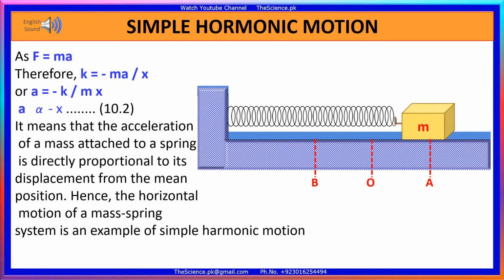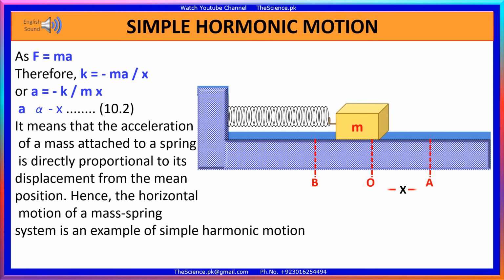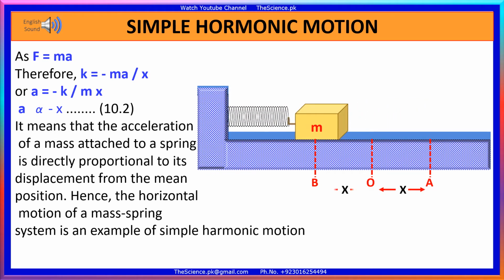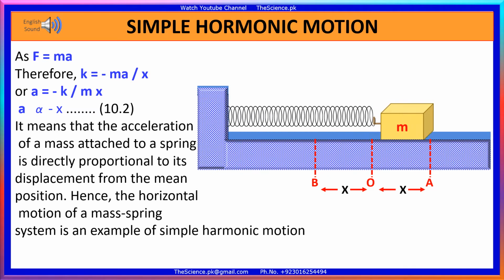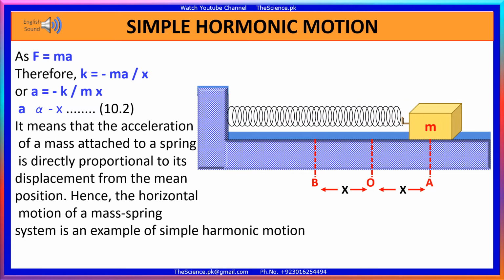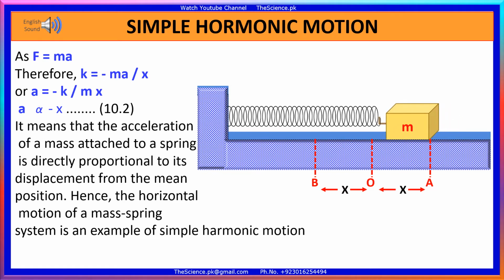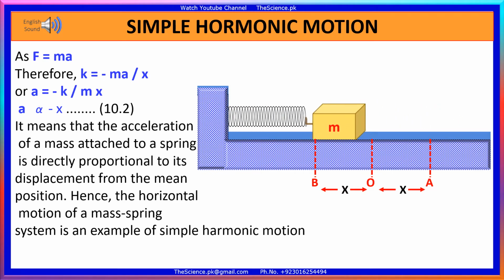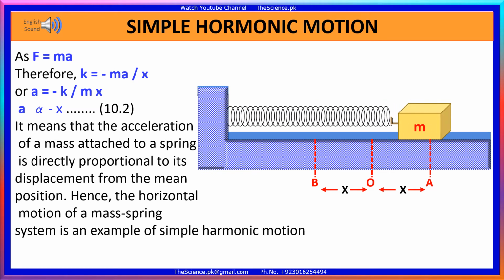As F is equal to ma, therefore k is equal to minus ma over x, or a is equal to minus k over m times x, or a is proportional to minus x. It means that the acceleration of a mass attached to a spring is directly proportional to its displacement from the mean position. Hence, the horizontal motion of the mass spring system is an example of simple harmonic motion.